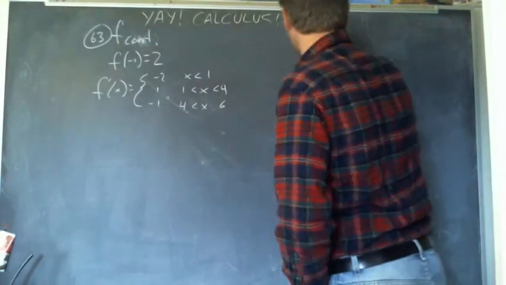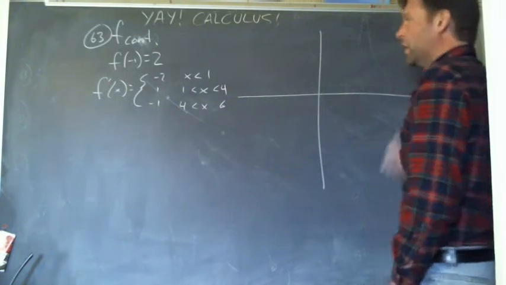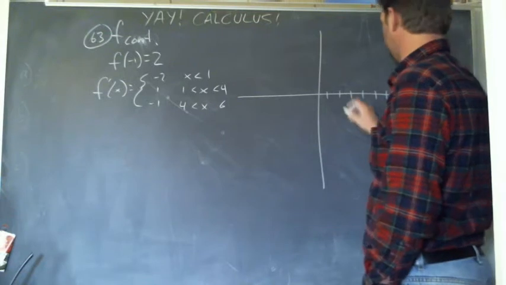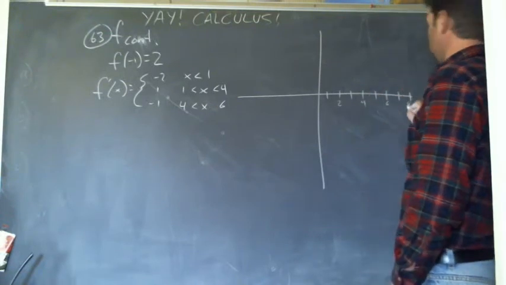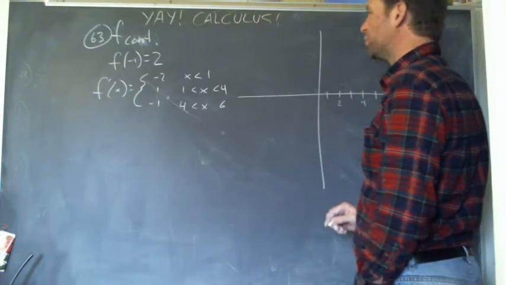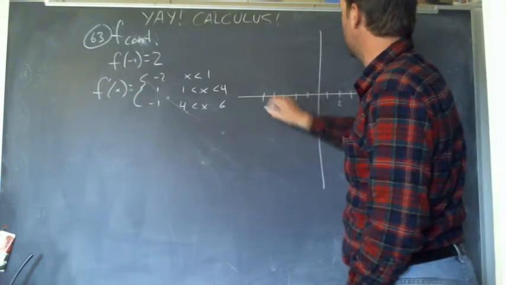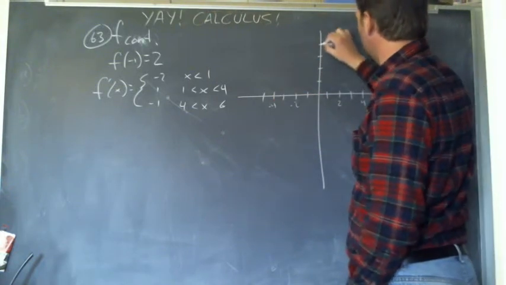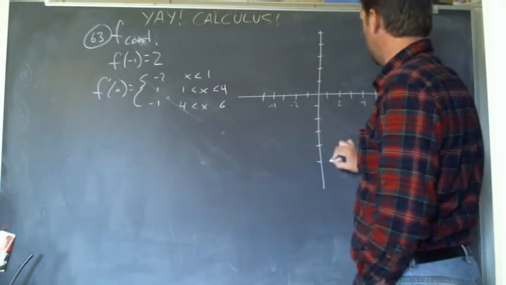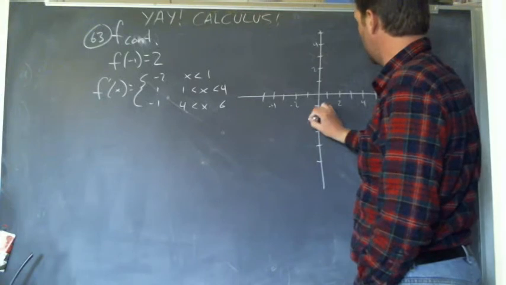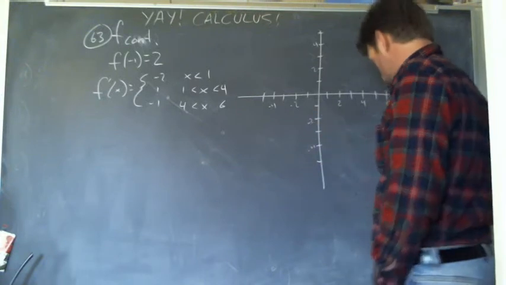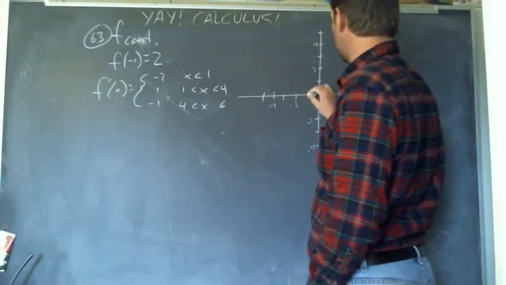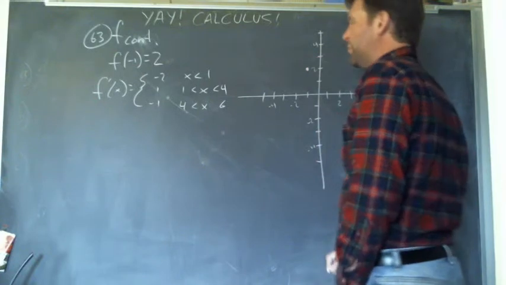All right, so we'll start out with this graph here, and so let's use 1, 2, 3, 4, 5, 6, 7, 8. And f of -1 is 2, so it's 1, 2, 3, 4, 5. All right, so let's begin here. I'm given a point, let's sketch that first. So f of -1 is 2, so we go through that point.